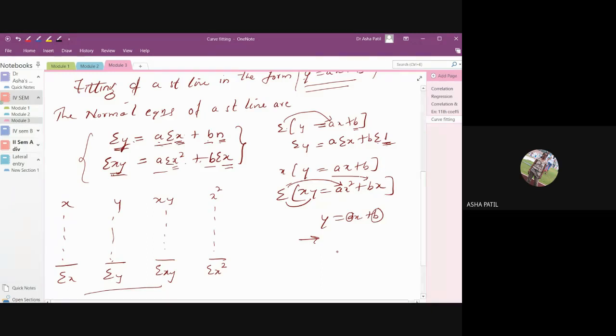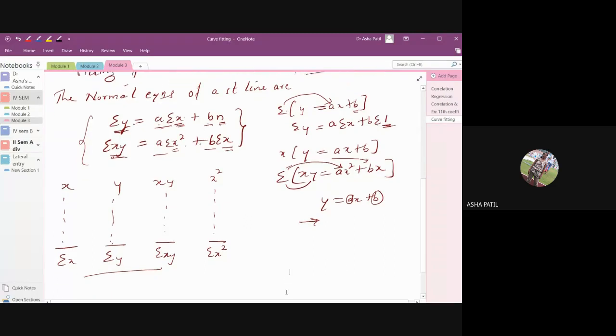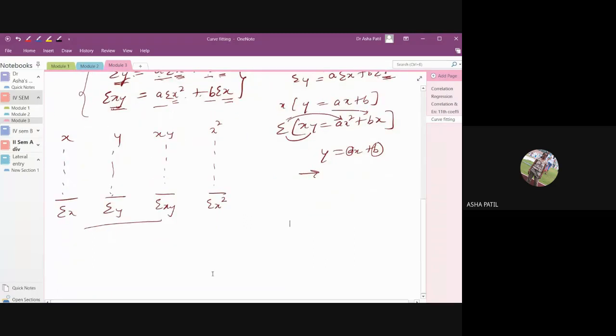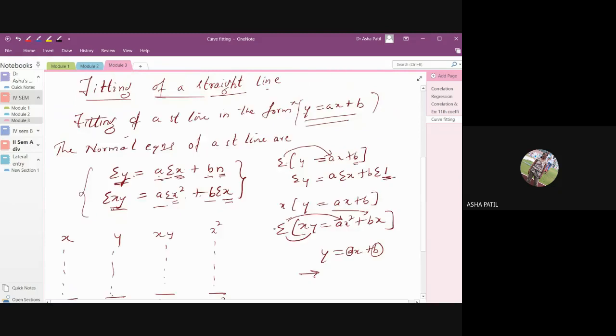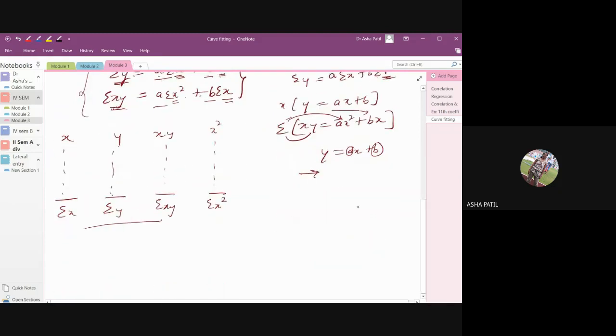Okay, so it is very easy. Just make sure you use the calculators correctly and remember how to write the normal equations. One more thing: here I took y is equal to ax plus b. You can also write y equal to a plus bx, no problem. Whether it is ax plus b or a plus bx.